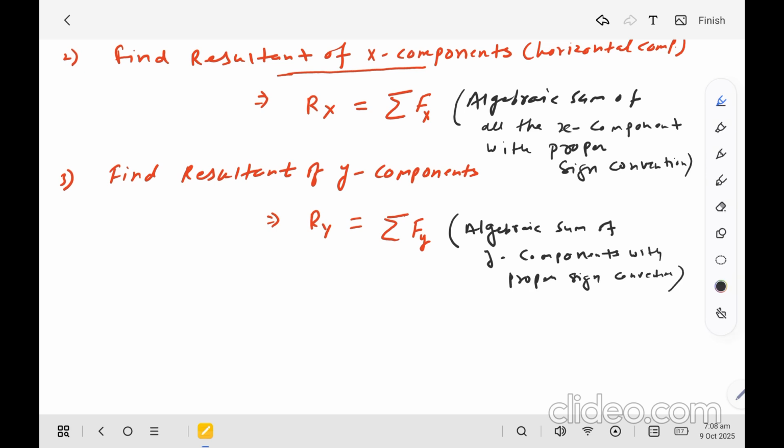Okay, so we first resolve the forces and then we'll find resultant of the x components. Means the x components now behave as a parallel force system. So we will find the resultant of the parallel forces along the x-axis, and then the y components is nothing but similar to a parallel force system along the y-axis. So we will find the resultant of y forces by taking the algebraic sum of all these components with a proper sign convention.